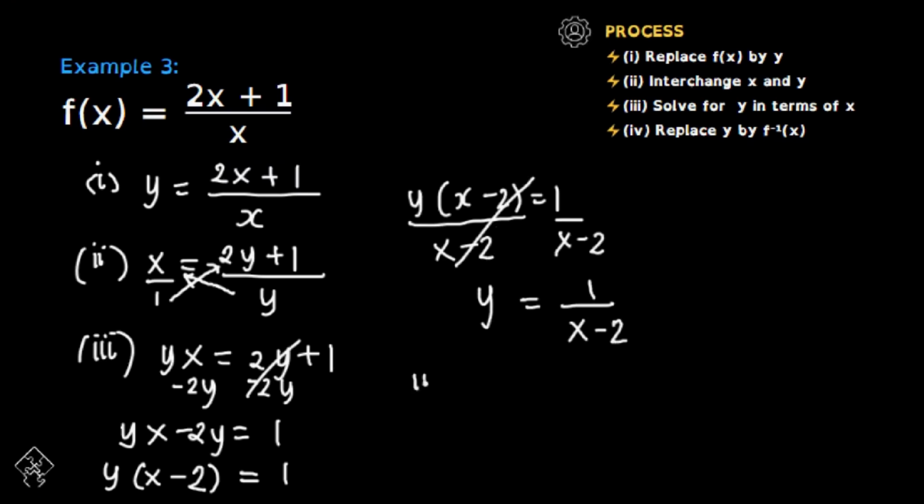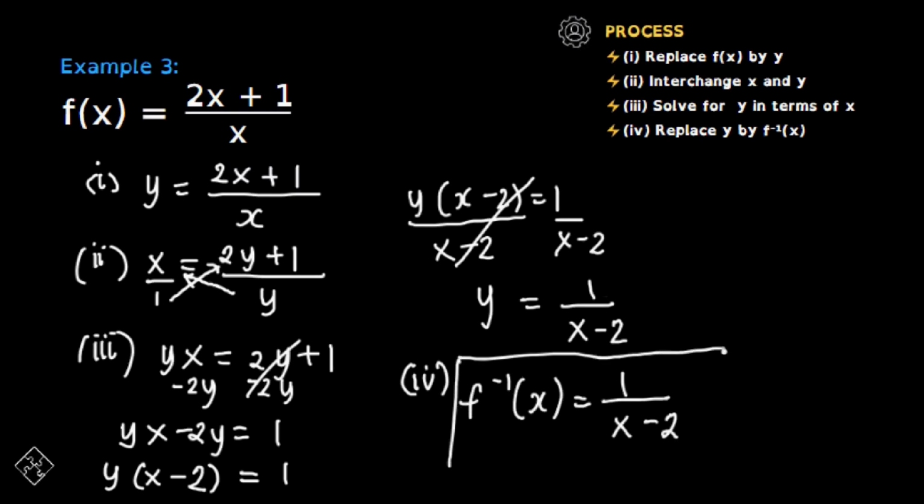And for our last and final step, itong y na to, papalitan lang natin yan ng f inverse of x equals 1 over x minus 2. And this is gonna be your final answer in this case. The inverse of 2x plus 1 over x is equal to f inverse of x equals 1 over x minus 2.